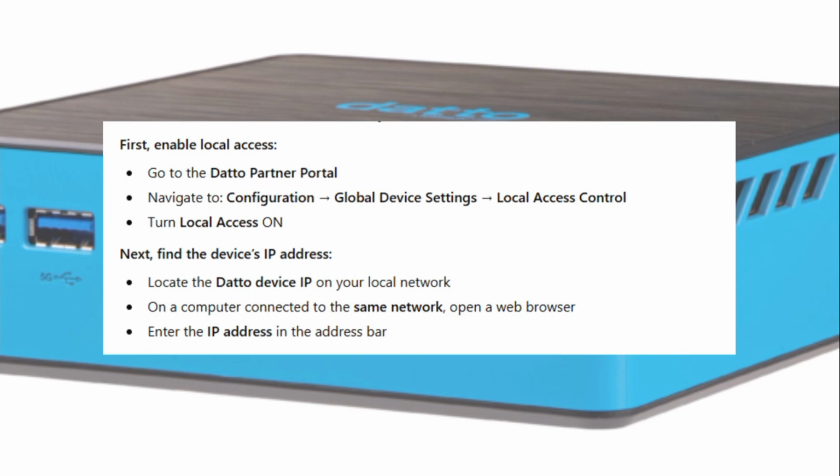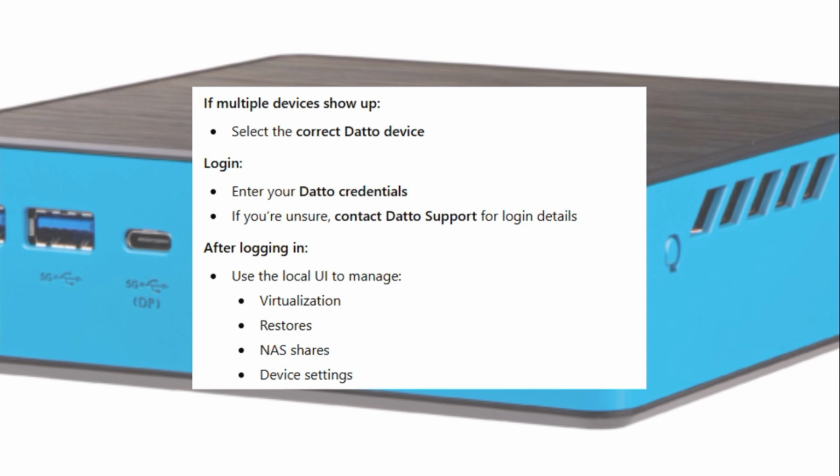Next, find the device's IP address. Locate the Datto device IP on your local network. On a computer connected to the same network, open a web browser. Now here, enter the IP address in the address bar. If multiple devices show up, select the correct Datto device.